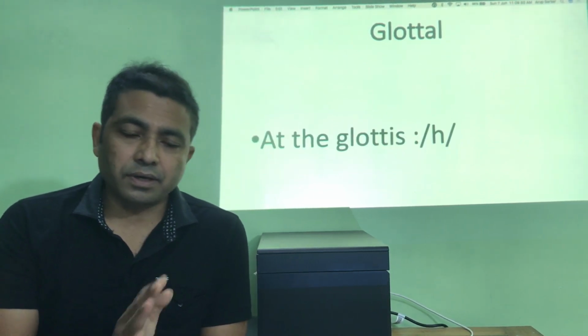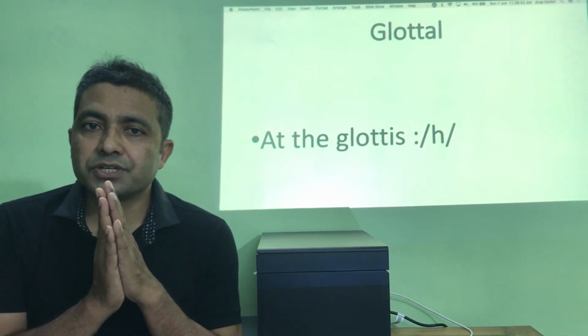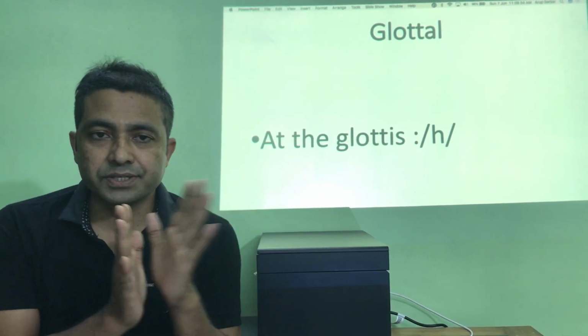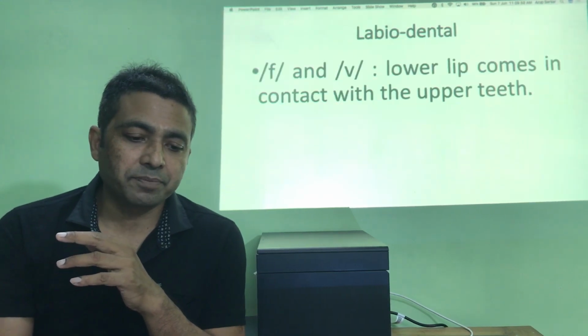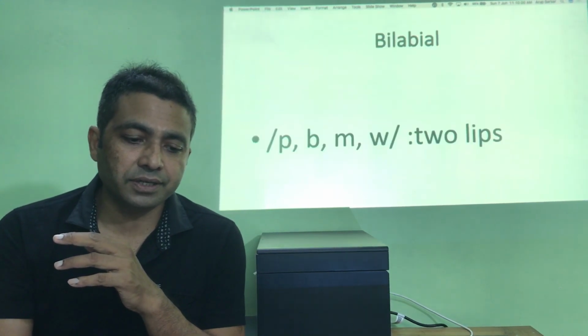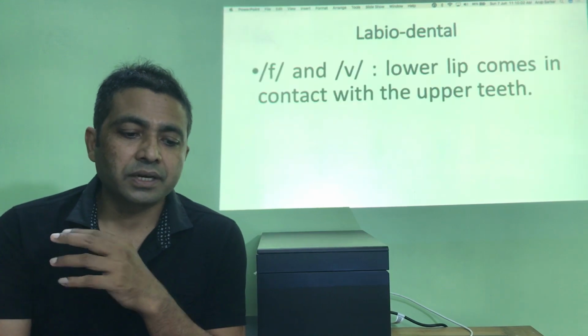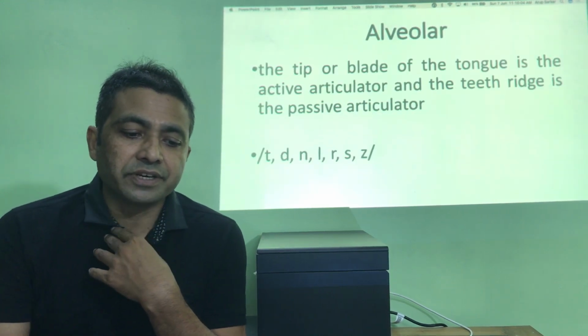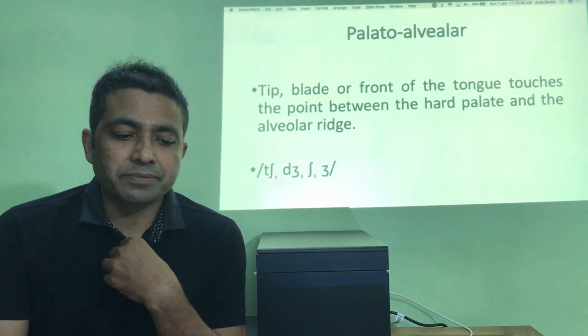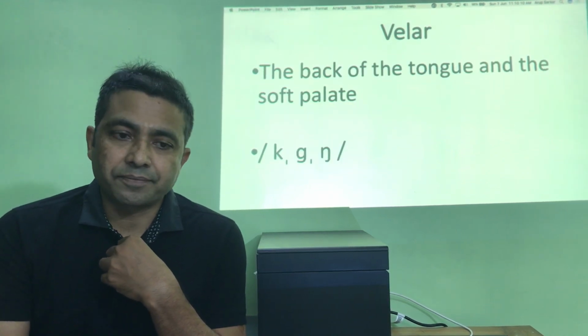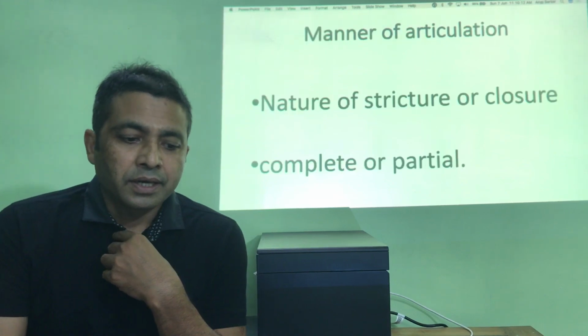So, place of articulation wise, these are the descriptions and these are the names. I told you already how many places of articulation there are: bilabial, labiodental, dental, alveolar, post-alveolar, retroflex, palato-alveolar, palatal, velar, glottal.